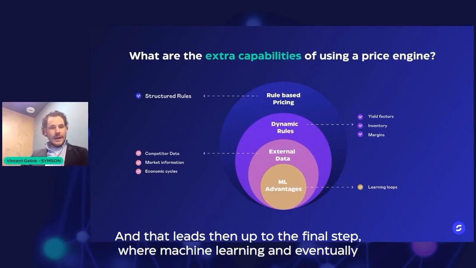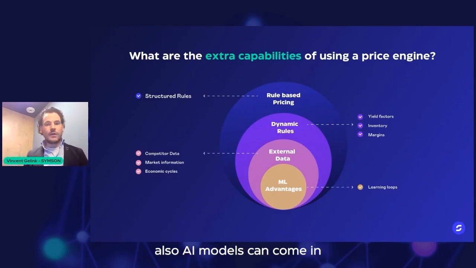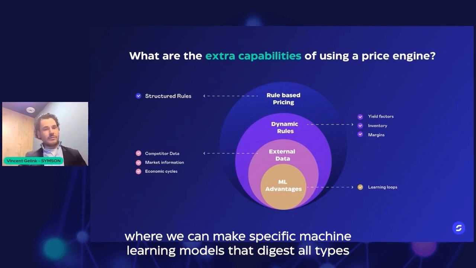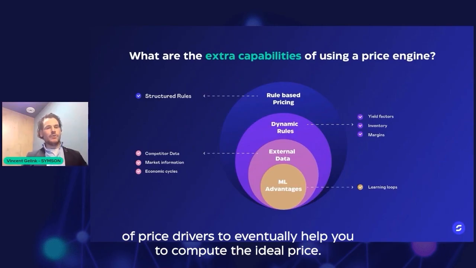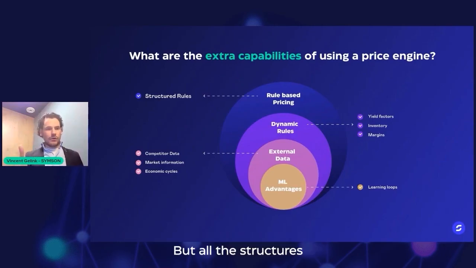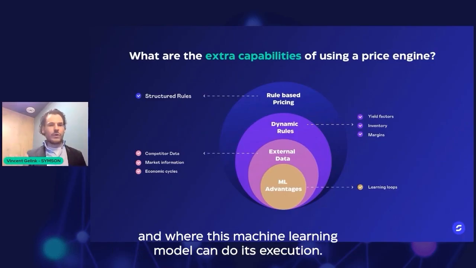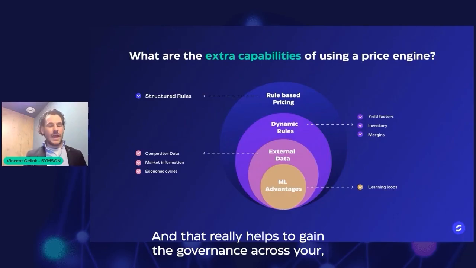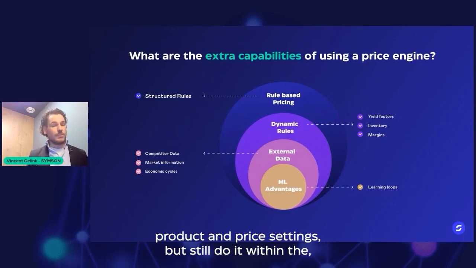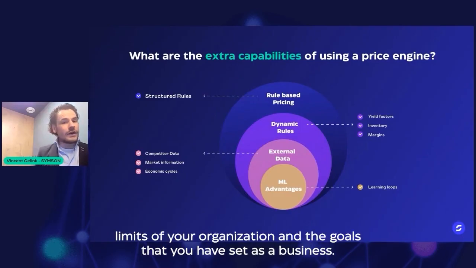And that leads up to the final step, where machine learning and eventually also AI models can come in, where we can make specific machine learning models that digest all types of price drivers to eventually help you compute the ideal price. But all the structures that we have mentioned before help to set the boundaries within which this machine learning model can do its execution. That really helps to gain governance across your product and price settings, but still do it within the limits of your organization and the goals that you have set as a business.